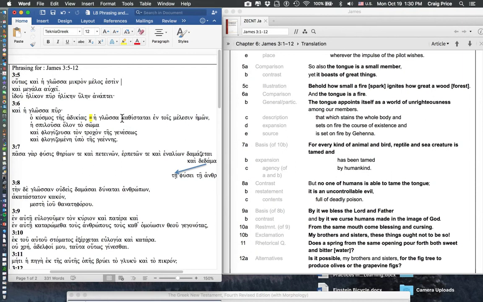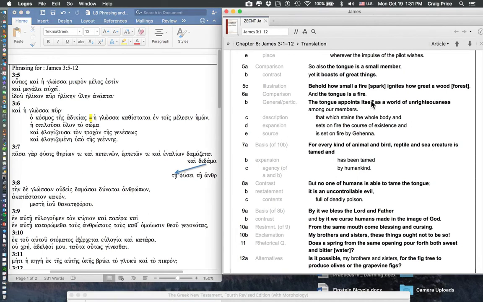The tongue, if you take this as a passive, you would translate it, the tongue is placed in our members. Okay? Now, if you translate this as a middle verb, which the endings are the same in present tense, it would be translated, the tongue places itself. Now, that's how the NIV translates it. The tongue appoints itself, and that's where that comes from, that pronoun right there. I'll mark it so you can see it. They're translating it as a middle.